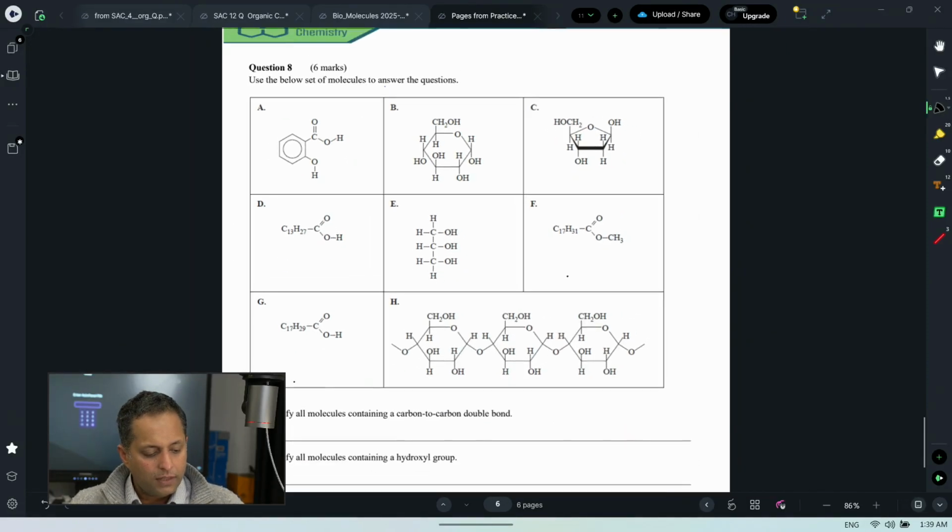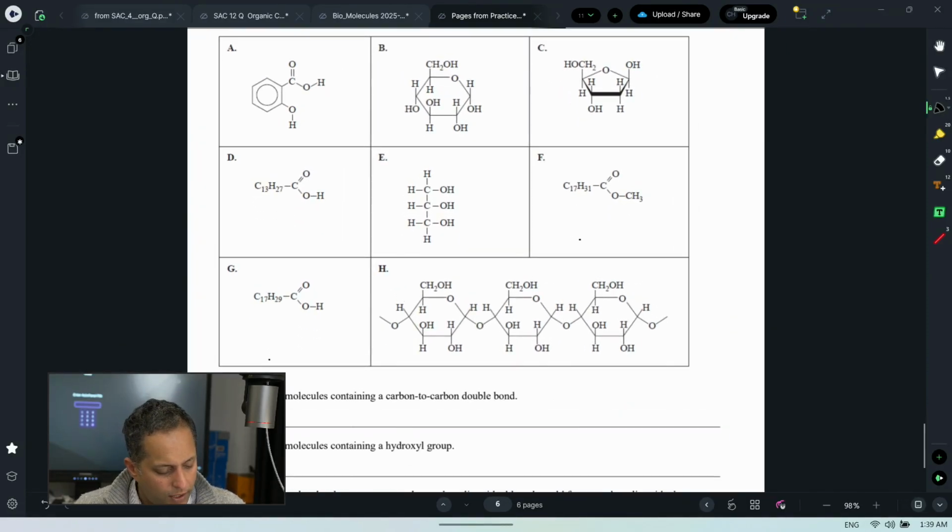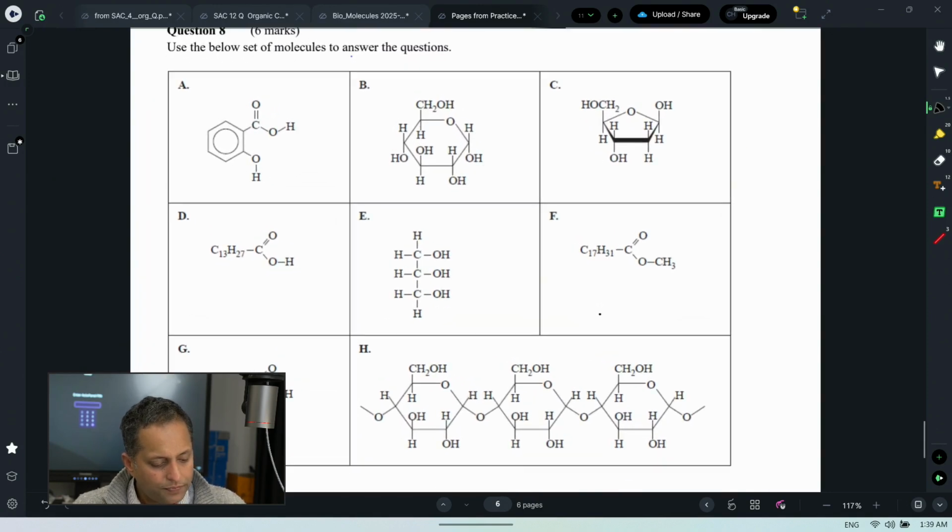First question. You've been given a bunch of molecules here. Identify all the molecules that contain carbon to carbon double bonds. Now, yeah, the benzene ring has carbon to carbon double bonds, but we don't consider them exactly as carbon to carbon double bonds, right? So that's why we have to exclude benzene here.